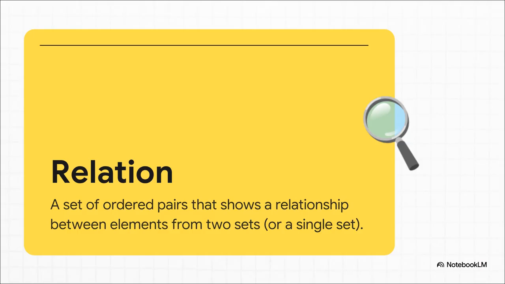So a relation is more than just a group of items. It's a set of ordered pairs. And trust me, that word ordered is everything. It's the key. An ordered pair, like (A, B), is not the same thing as (B, A). It creates a specific one-way link from the first element to the second, all based on some rule we define.